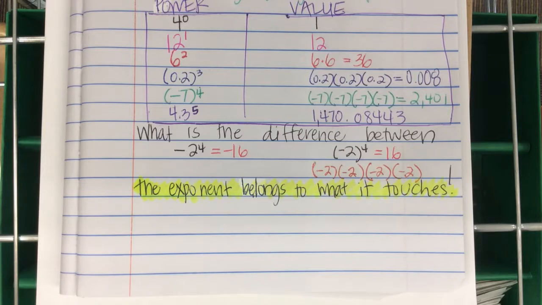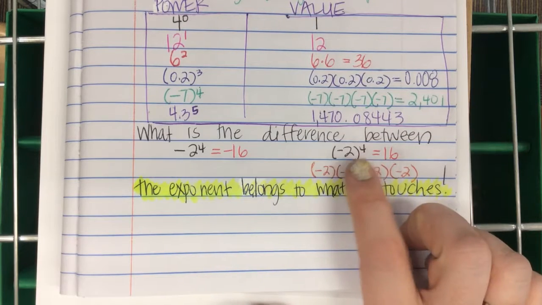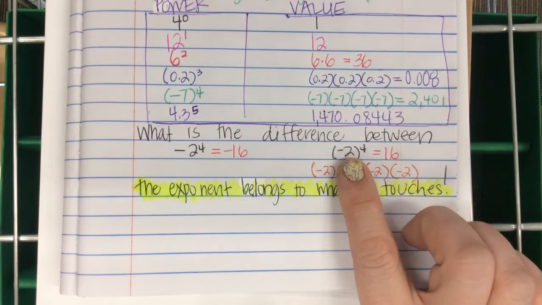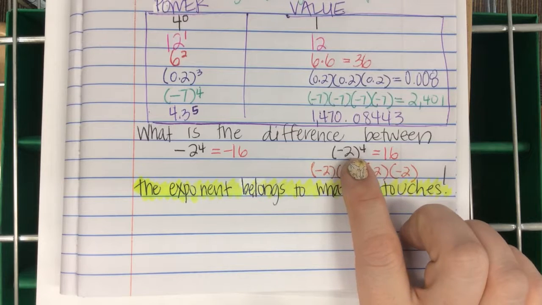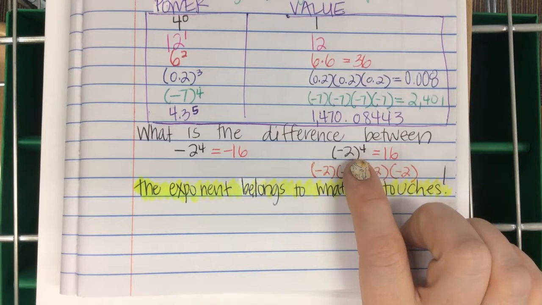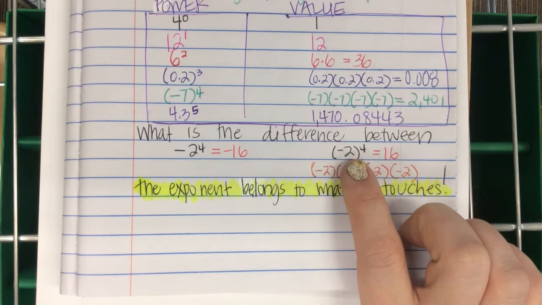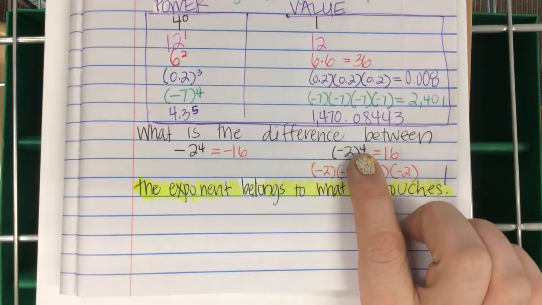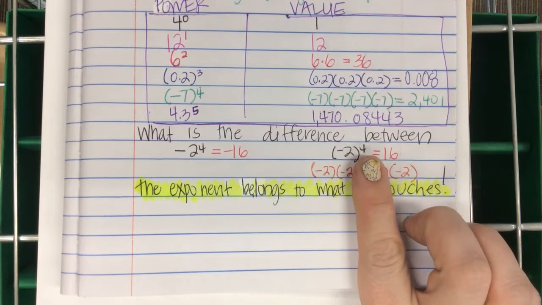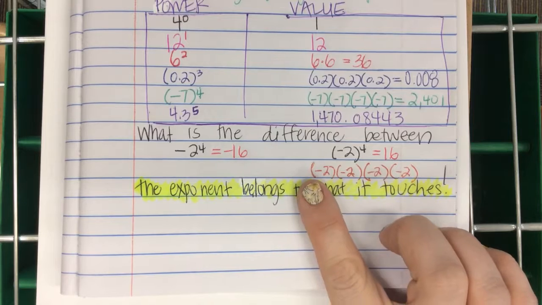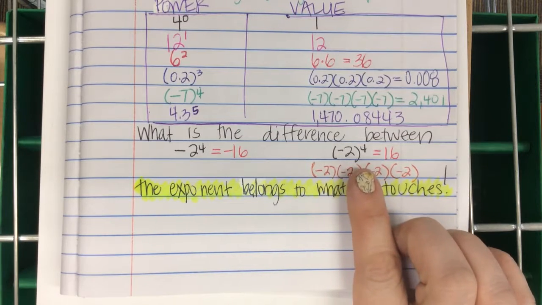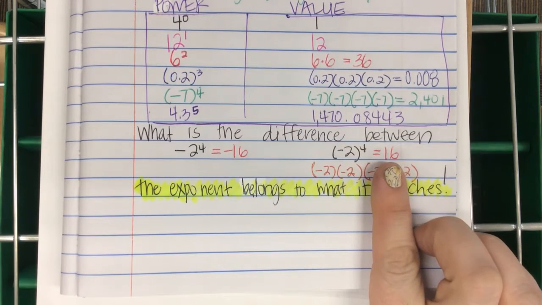The exponent only belongs to what it touches. So here's my question. In this one right here, the one with the parentheses, what does the exponent touch? It touches the parentheses. And what do the parentheses touch? Negative 2. So we're repeating the parentheses. The parentheses happen 4 times. And what are the parentheses? Negative 2, negative 2, negative 2, negative 2.